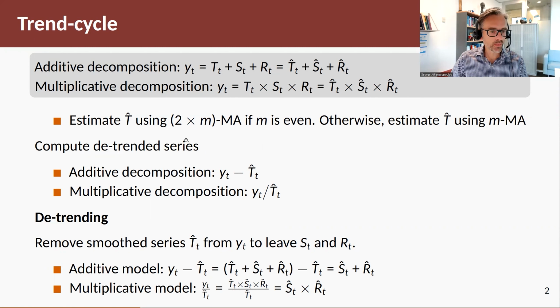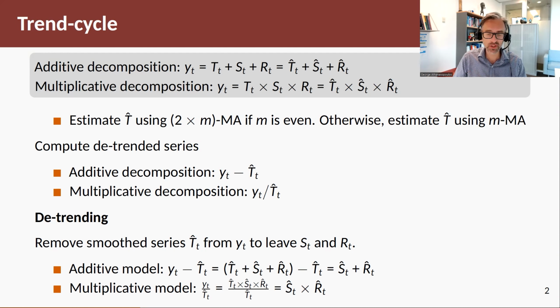So in the first step, we compute the detrended series by removing the estimate of the trend from our data. So Y_t minus T-hat, the estimate of the trend cycle component, will give me the detrended series if I'm performing an additive decomposition. If I'm performing a multiplicative decomposition, then Y_t divided by my trend cycle component will give me the detrended series. Now, we've removed the trend cycle, the smooth T_t, from my data, and that will leave behind the seasonal plus the remainder.